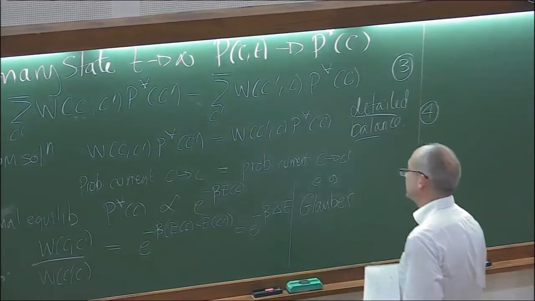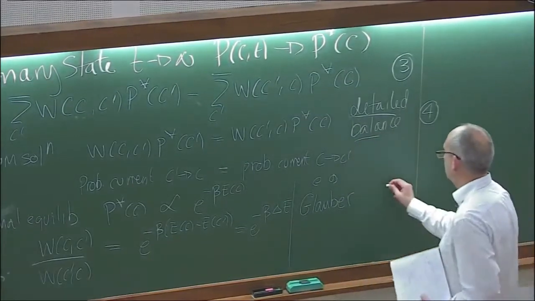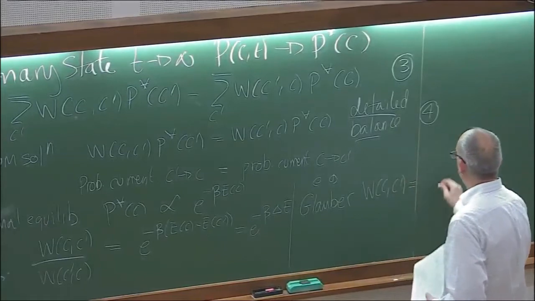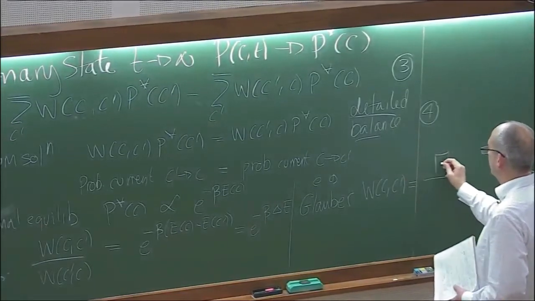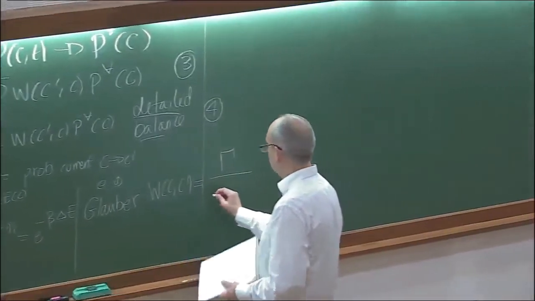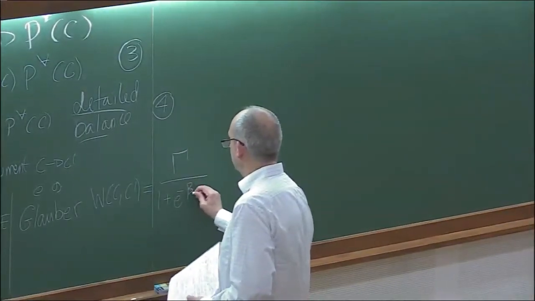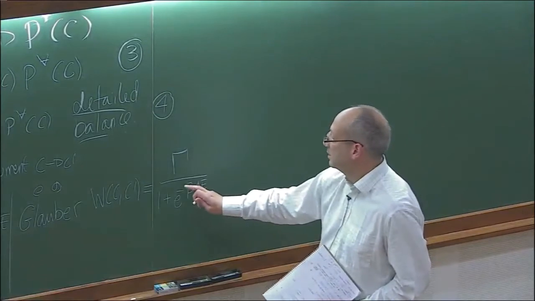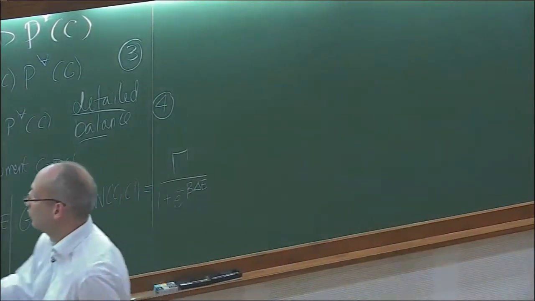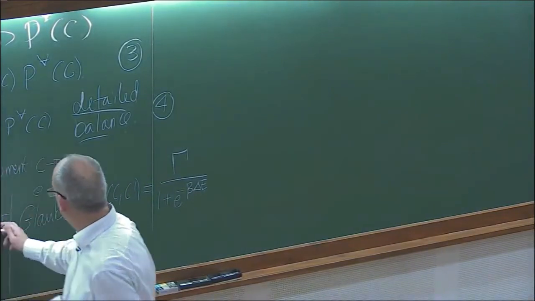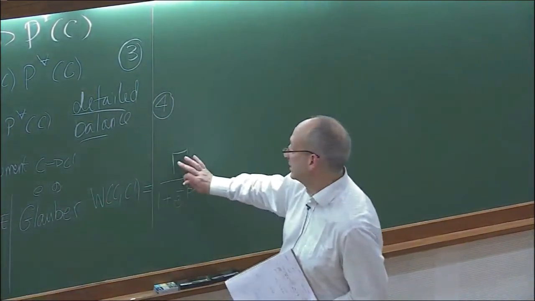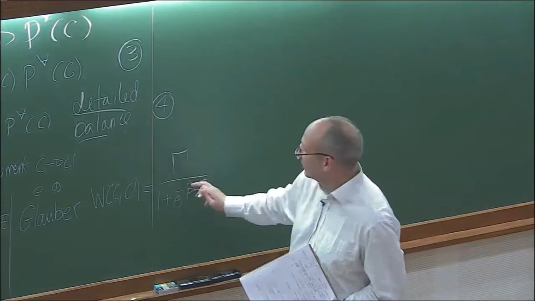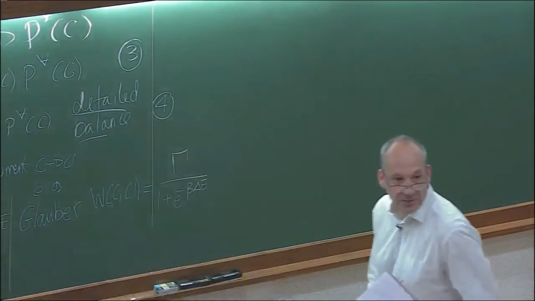So Glauber dynamics is when we choose W, C, C prime to be some overall constant rate, which I'll call gamma, divided by 1 plus e to the plus beta delta E. And you can check that that works. If I work this out, then I will get e to the minus beta delta E, because it will be this divided by that, over 1 plus e to the plus beta delta E. And if I work it out, then I do get this. So that's one choice, but there are other possible choices.